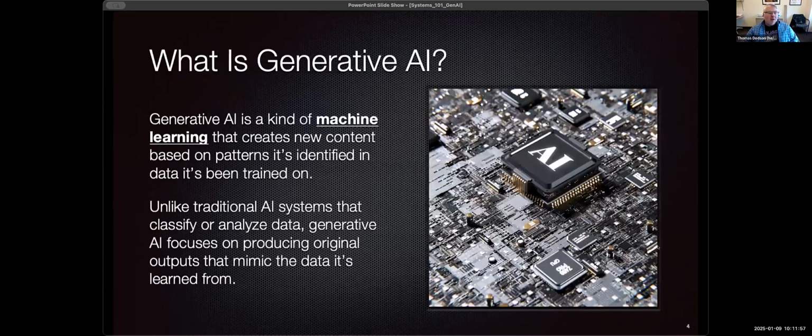So I came up with my definition for generative AI. Generative AI is a kind of machine learning that creates new content based on patterns it's identified in data it's been trained on. Unlike traditional or predictive AI systems that are primarily designed to classify or analyze data, generative AI focuses on producing original outputs that mimic the data it's learned on.